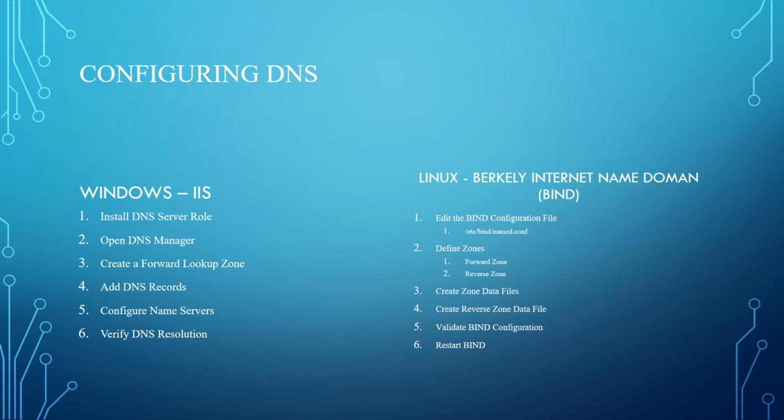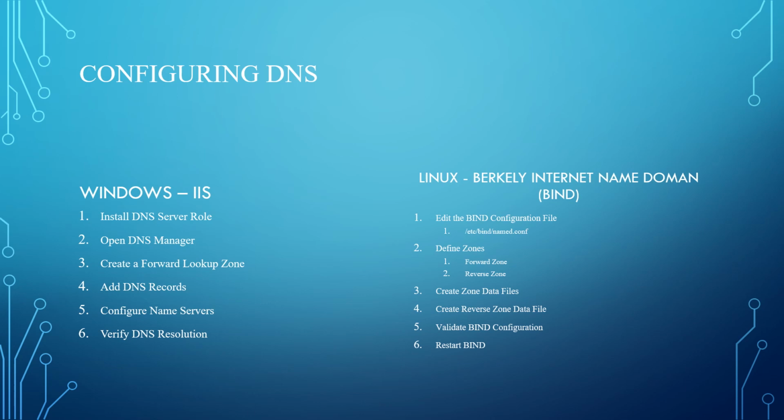For configuring DNS, we'll start with Windows, where we're using IIS, also known as Internet Information Services. DNS records must be set up to map the domain names to the IP addresses or host names where the web services are hosted. The steps to configure DNS on Windows are as follows. 1.